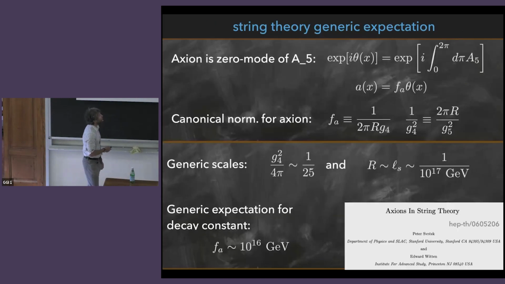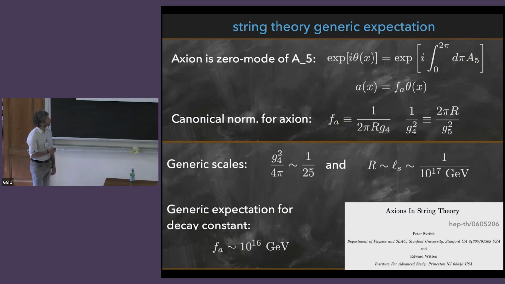So let's now go and put in some numbers. We might expect that that 4D gauge coupling approaches that at high scales of supersymmetric grand unification. Let's take that for now. So let's imagine that g4 squared over 4 pi is 1 over 25. Let's imagine that the size of that compact extra dimension is on the order of the string scale, so something like 1 over 10 to the 17 GeV. There's some pi's, there's that g4, so you put in the numbers and you get a decay constant of about 10 to the 16 GeV.